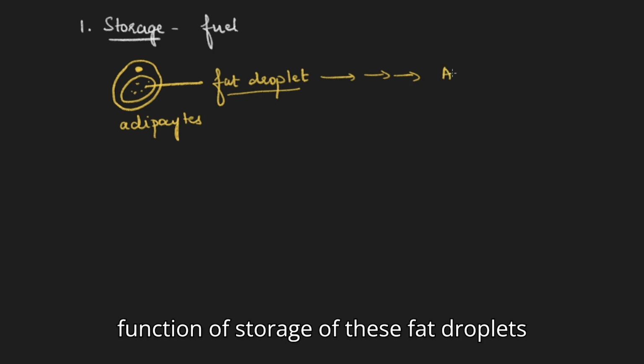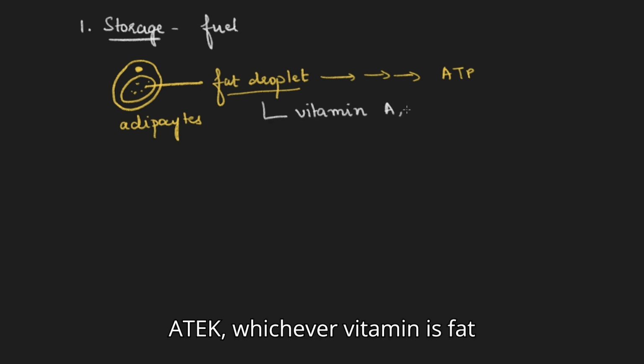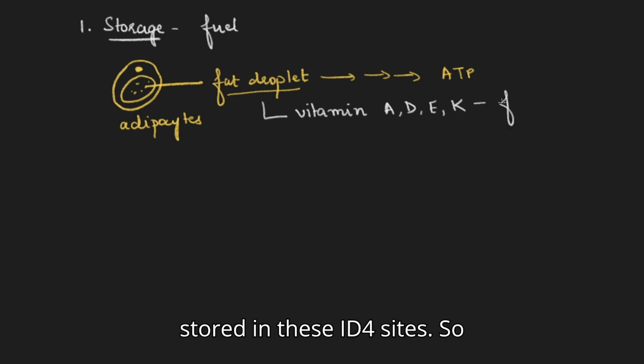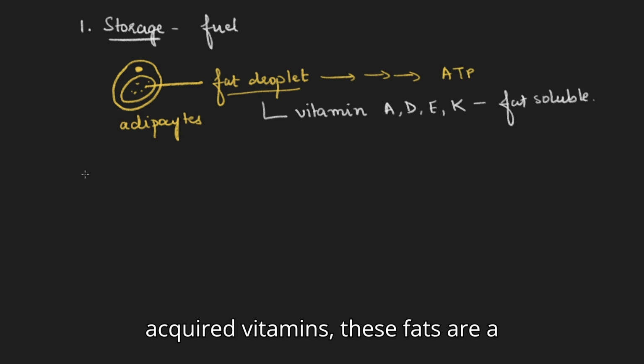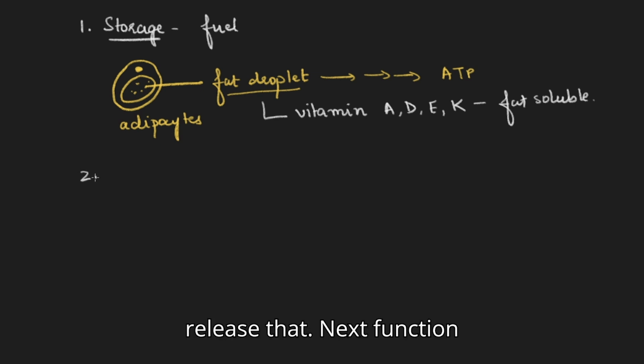Another function of storage of these fat droplets is that they also store vitamins like A, D, E, K. Whichever vitamin is fat soluble will be stored in these adipocytes. So whenever our body requires these fat soluble vitamins, the adipocytes are going to release them.